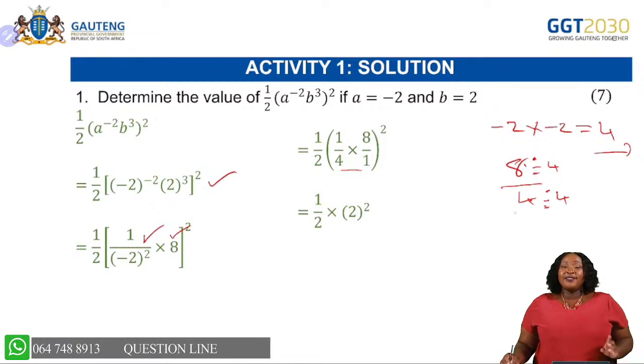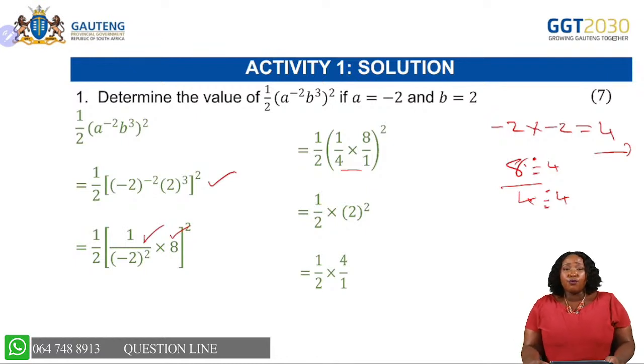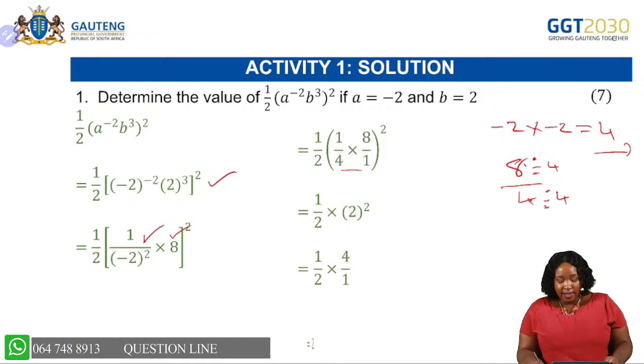So now we still have that exponent that was outside, so it's 2 squared. And 2 squared is the same as 4, but because I'm still working with a fraction, I just rewrote 4 as 4 over 1. And from there, you just have 1 half times 4 over 1. So you have 1 times 4 and 2 times 1. Numerators by numerators and denominators by denominators, right? So what's 4 divided by 2? That should give you 2. So your final answer will be 2.